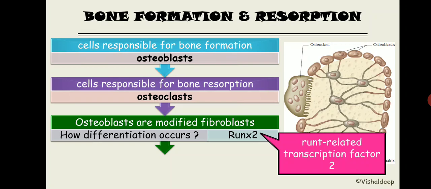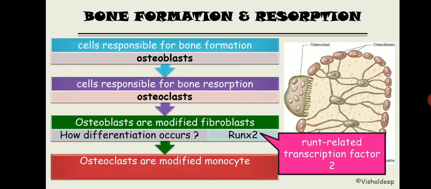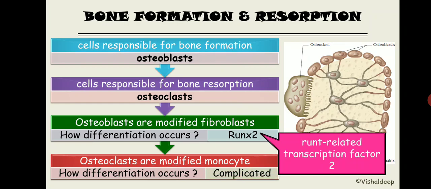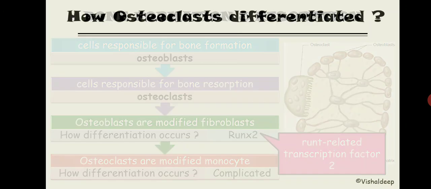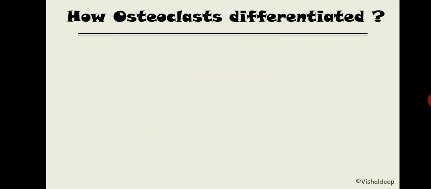Now osteoclasts are also modified monocytes. So monocytes get modified and differentiated into the osteoclast. That differentiation is not as simple as the differentiation of fibroblast into the osteoblast. The differentiation of monocyte into the osteoclast is very complicated, so we are going to understand it thoroughly. Now we learn step by step.